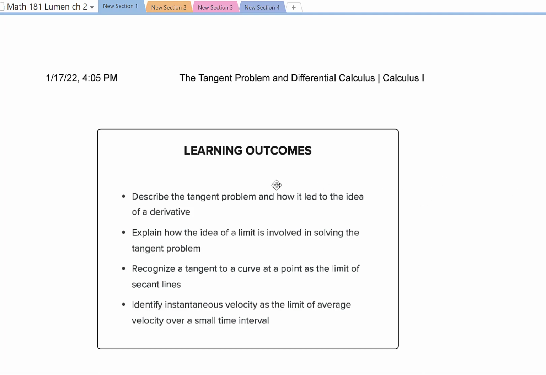So the outcomes for this section would be: describe the tangent problem and how it led to the idea of a derivative, explain how the idea of a limit is involved in solving the tangent problem, recognize a tangent to a curve at a point as the limit of secant lines, identify instantaneous velocity as the limit of average velocity over a small time interval.